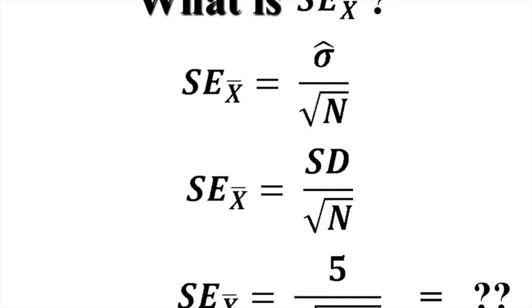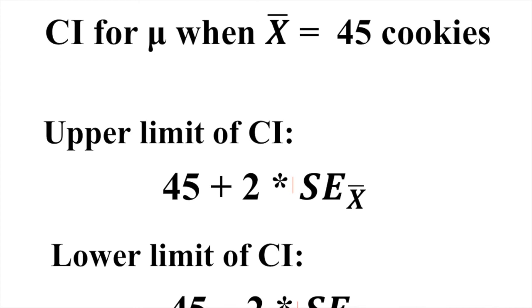In our example, the standard deviation is 5, and the sample is our 100 bags of cookies. So what do we do when we do the math? 5 divided by the square root of 100 is 0.5. Now we can just plug it into our formula. Our mean is 45 cookies, and we add 2 times the standard error, or subtract 2 times the standard error. So we substitute 0.5 in there.